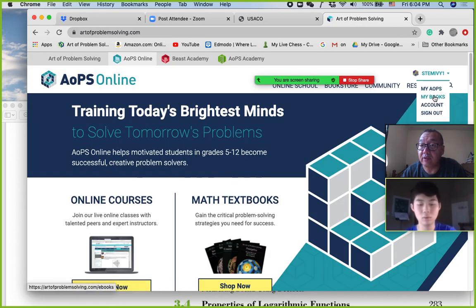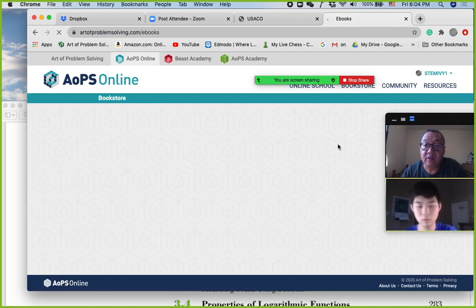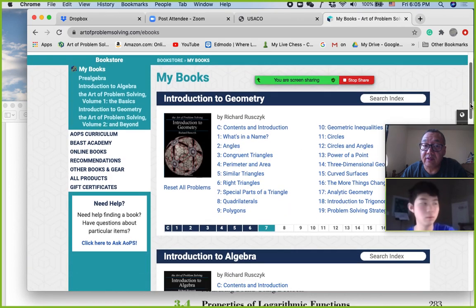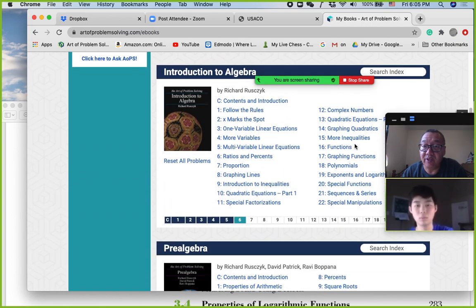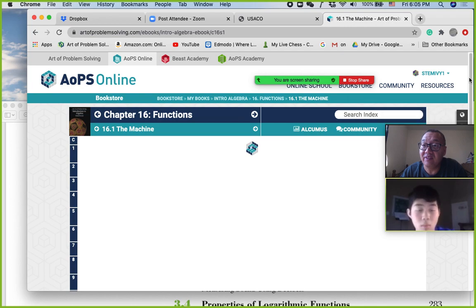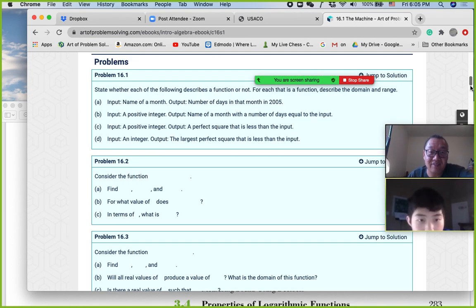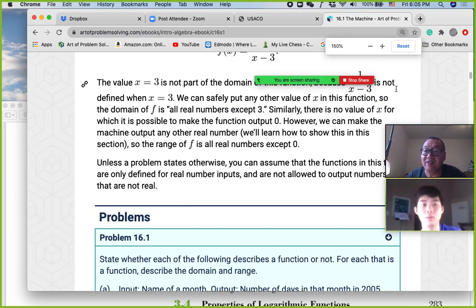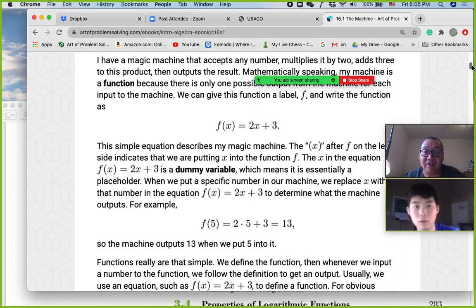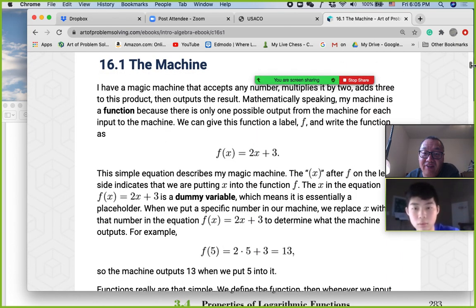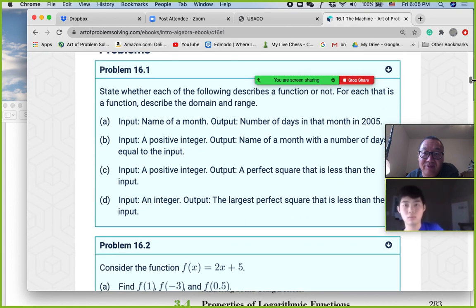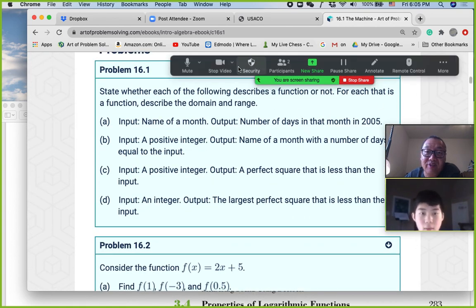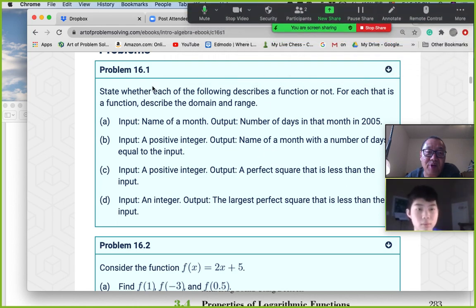So let's see. What you learned should be here. Something like this. Okay. Now let me make this one bigger. See, this one's function. Okay. So now let me try this problem. Can you read this problem?